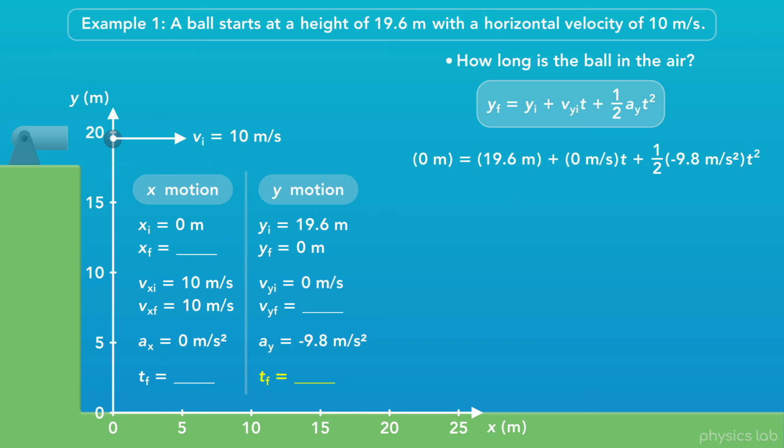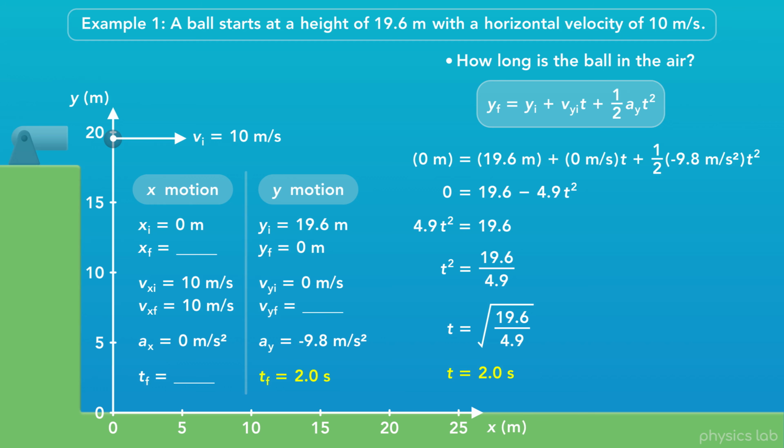We can plug in 0 meters for the final y position when the ball hits the ground, 19.6 meters for the initial y position, 0 meters per second for the initial y velocity, negative 9.8 meters per second squared for the acceleration, and we want to solve for t. We can simplify this equation, add 4.9 t squared to both sides, divide by 4.9, take the square root of both sides, and we get 2 seconds for t. That's the time when the ball reaches 0 meters, and it's how long the ball is in the air.